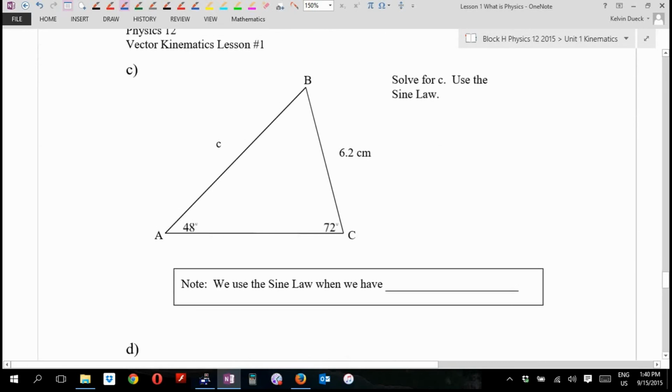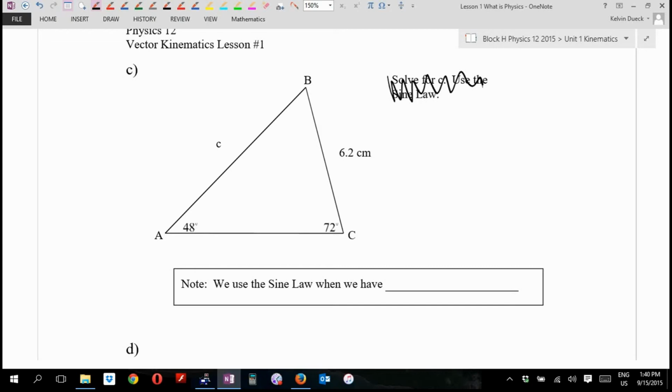It says solve for C, and then Max, it says use what? Sine law. What if I hadn't said that? What if that wasn't there? What does anybody know? What's the easy way that you can tell just at a glance? This is a sine law question, not a cosine law.